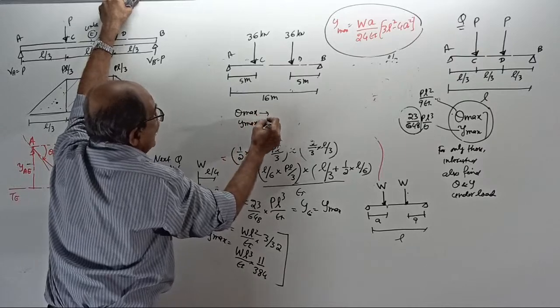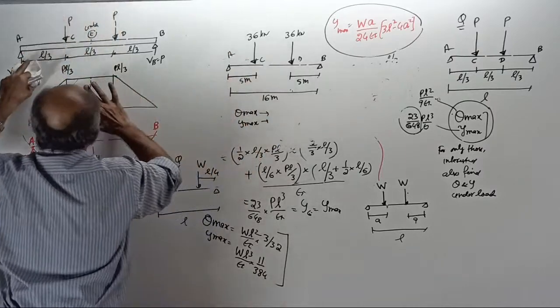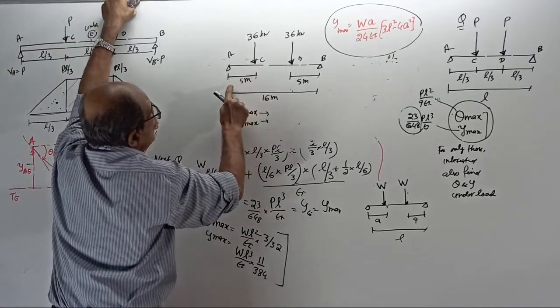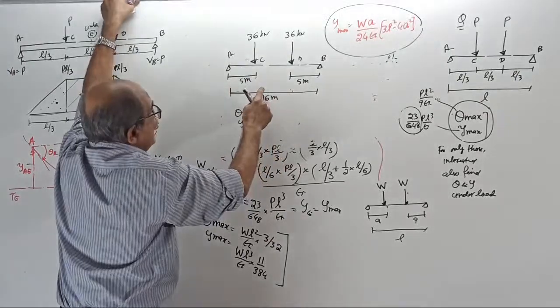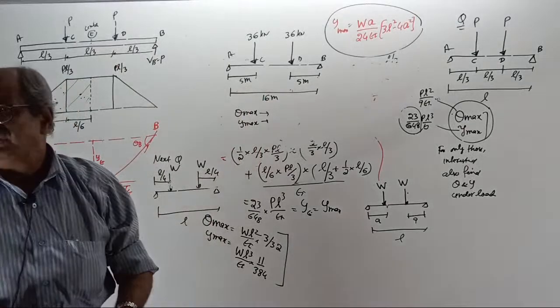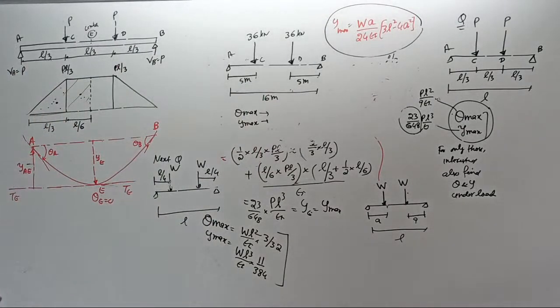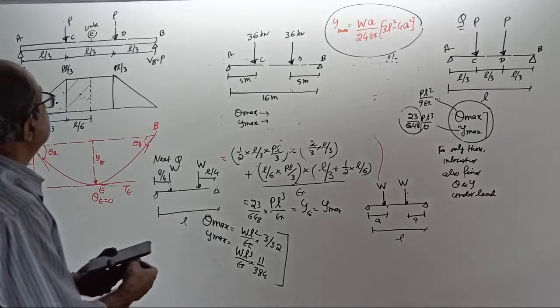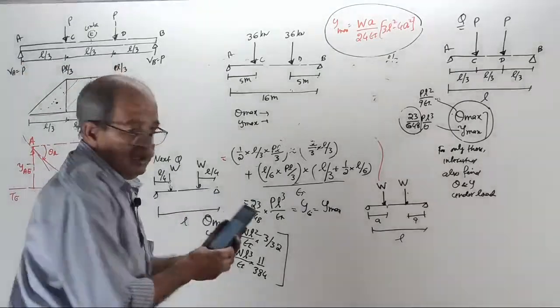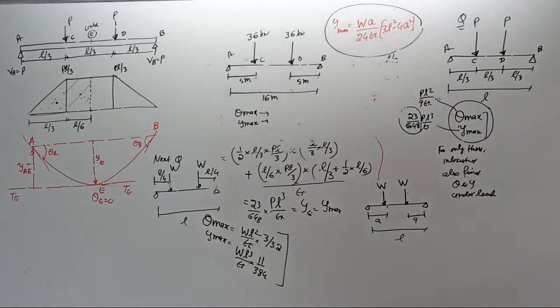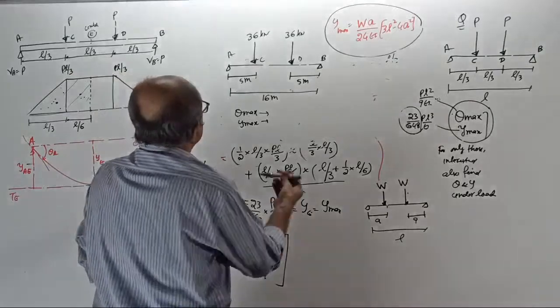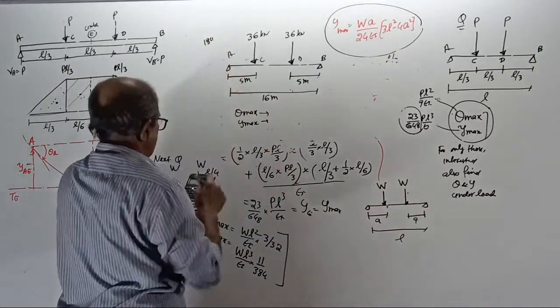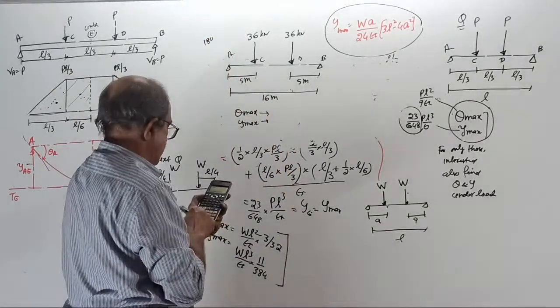I will give the answer. Can you do it? When you do the moment area method, this is 5, this is 8 meter, this will become 3 meter. Can you solve this one? If you can solve, I will give the answer. Okay, the answer is: I am using my mobile as a calculator. 36 into 5. Even I am doing my moment area method only. Half into 5 into 180 plus 3 into 180.